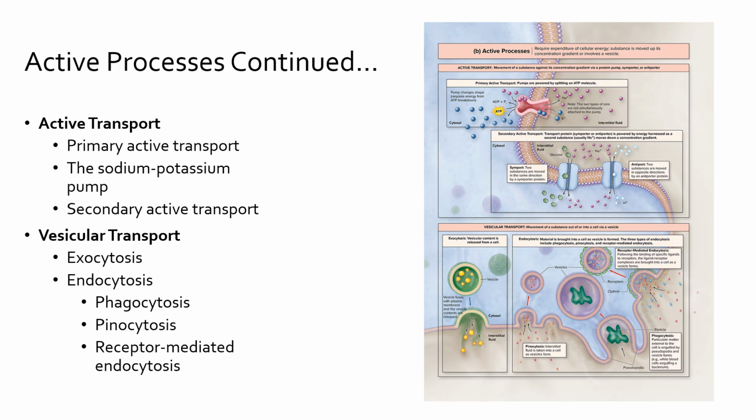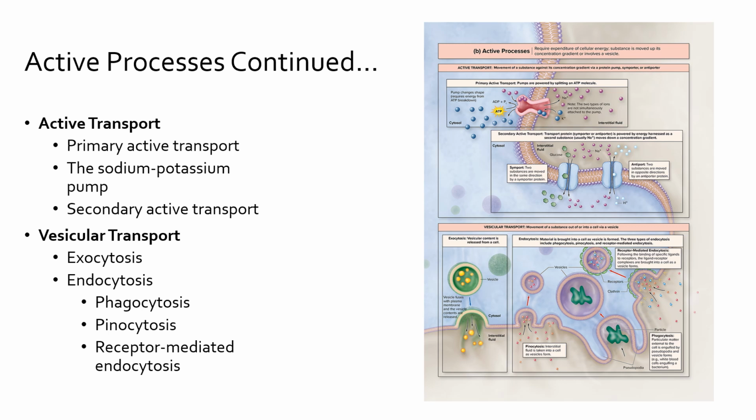Primary active transport directly utilizes energy derived from the breakdown of ATP. Energy released during ATP hydrolysis powers the movement of molecules against their concentration gradient. The sodium-potassium pump is an exchange pump that moves sodium ions out of the cell and potassium ions into the cell against their concentration gradient. This is crucial for maintaining the cell's electrochemical gradient, vital for nerve impulse transmission and muscle contraction.